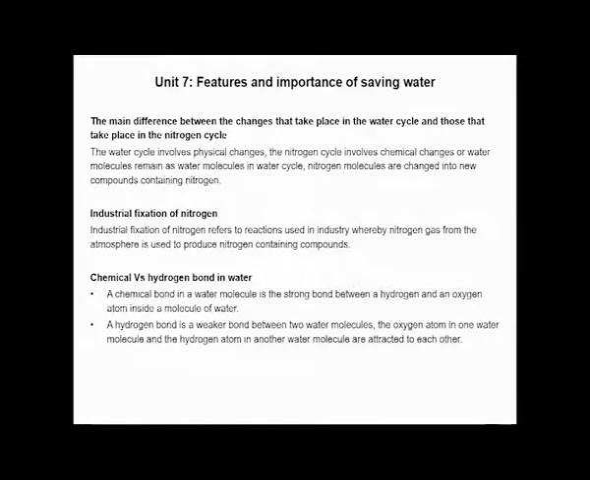Chemical bond versus hydrogen bond in water. A hydrogen bond is a weaker bond between two water molecules. The oxygen atom in one molecule and the hydrogen atom in another water molecule are attracted to each other, forming a hydrogen bond. While a chemical bond in a water molecule is a strong bond between a hydrogen and an oxygen atom. Take note, it is inside a molecule of water.